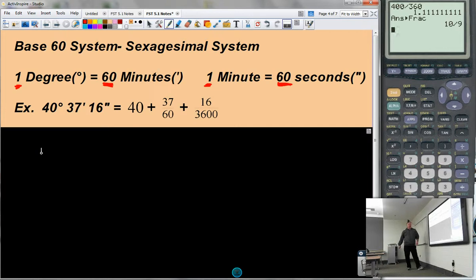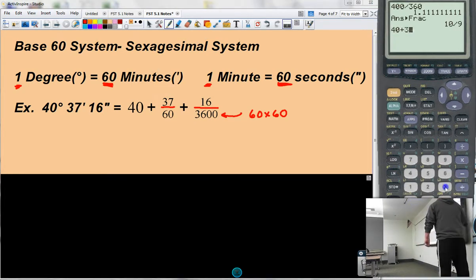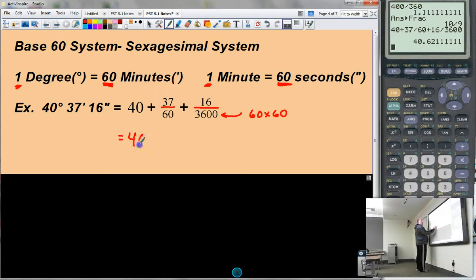So, if I have 40 degrees, 37 minutes, and 16 seconds, I would have 40 plus 37 divided by 60, 37 minutes divided by 60 minutes gives me degrees, plus 16 over 3,600. Now the 3,600 is because I have 60 minutes times 60 seconds. So 60 times 60 is 3,600. Okay? So if I do that, I would type 40 plus 37 divided by 60 plus 16 divided by 60 squared, or 3,600, and the answer is 40.621 degrees, okay? And that would give us the decimal equivalent.